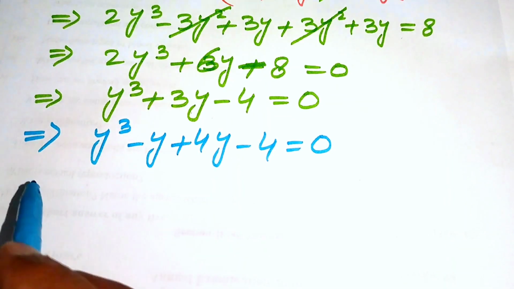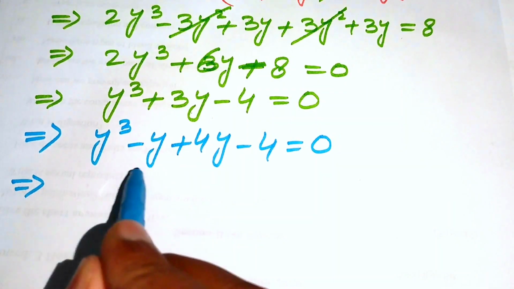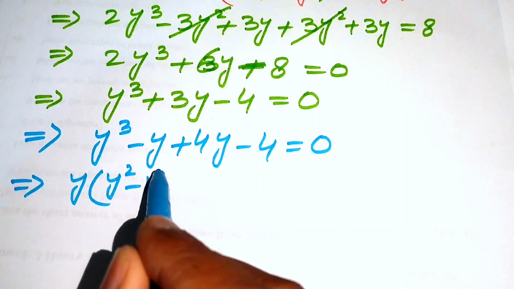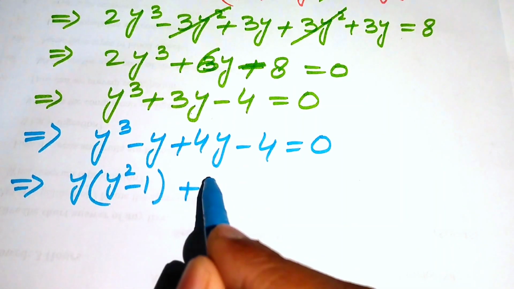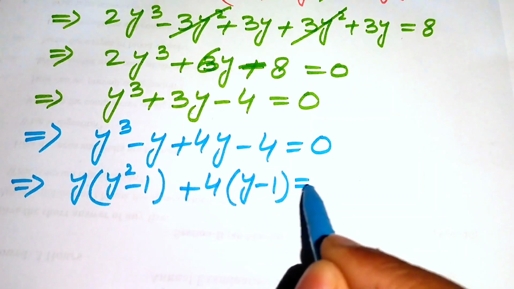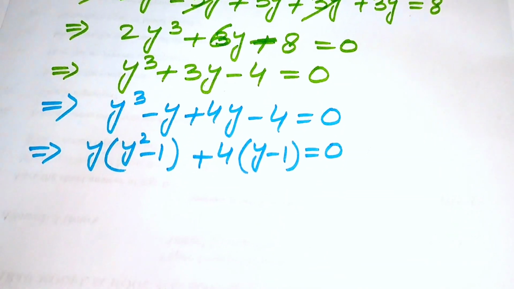So now from the first two terms we take common y, and it becomes y squared minus 1, and from the last two terms we take common 4, and it becomes y minus 1, and this whole equals 0.